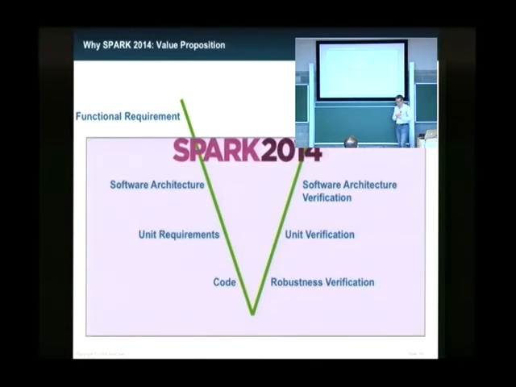So if you have a look at the typical development cycle, the thing that this part tries to address is everything that is within these boundaries. You can define and verify architectural information, low-level requirements information. You can do things with the code. You can make sure of the robustness of the code. You can use that for verifying different units that we develop. And you can, of course, verify the architecture that you define.